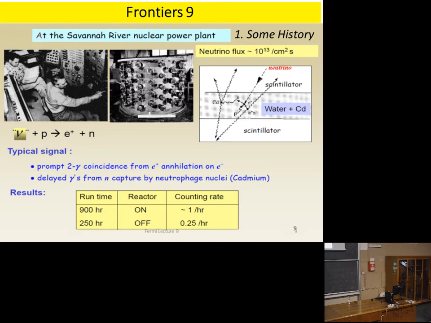But you'll notice in the first discovery that they barely see the interaction in a convincing way. They ran for 900 hours doing this, and they saw one event that looks like this every hour. When they turn it all off, so that there are no real neutrinos coming, they still see a quarter of an event per hour. That's because neutrons are coming from everything, not just from the reactor. Neutrinos are, sorry. And so there's a lot of background.